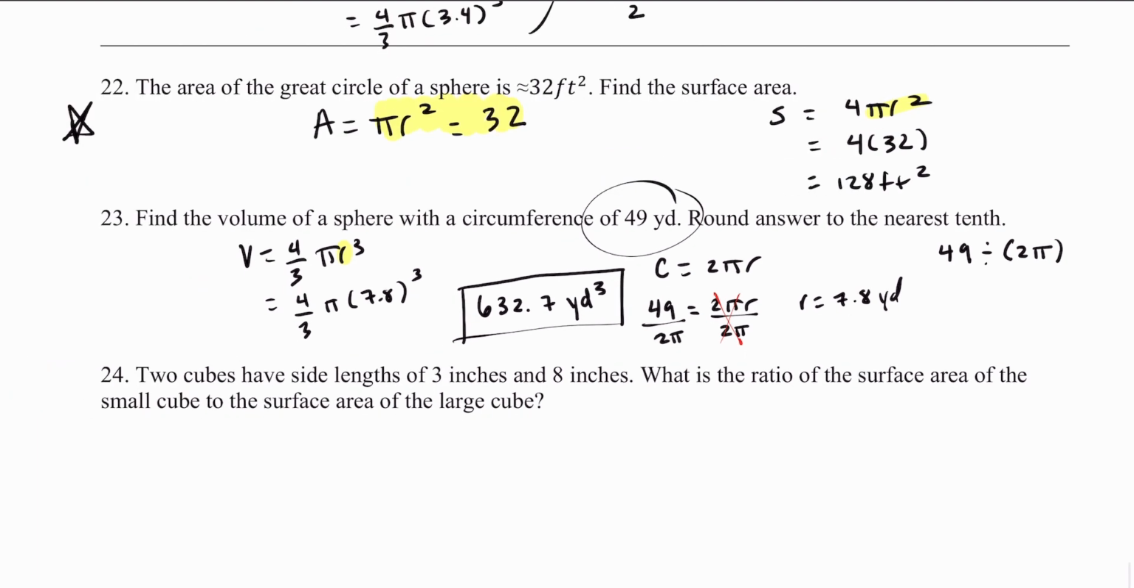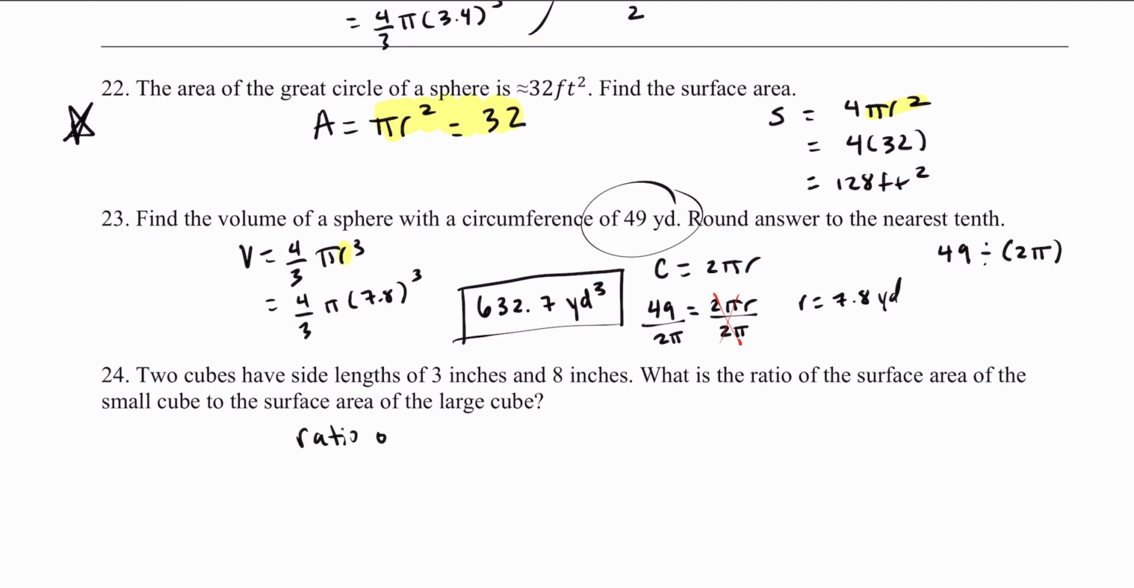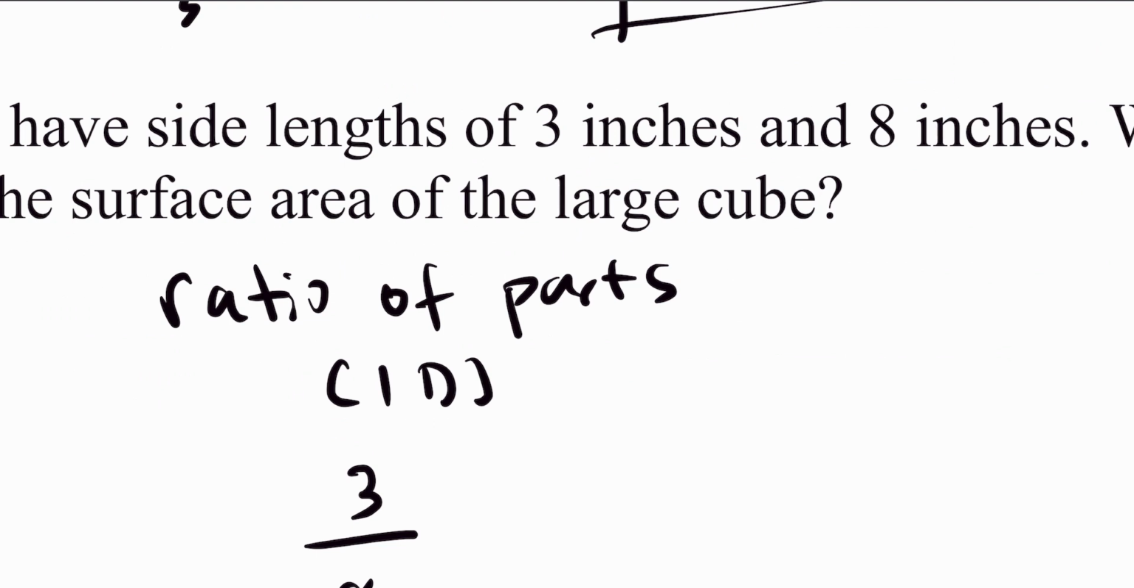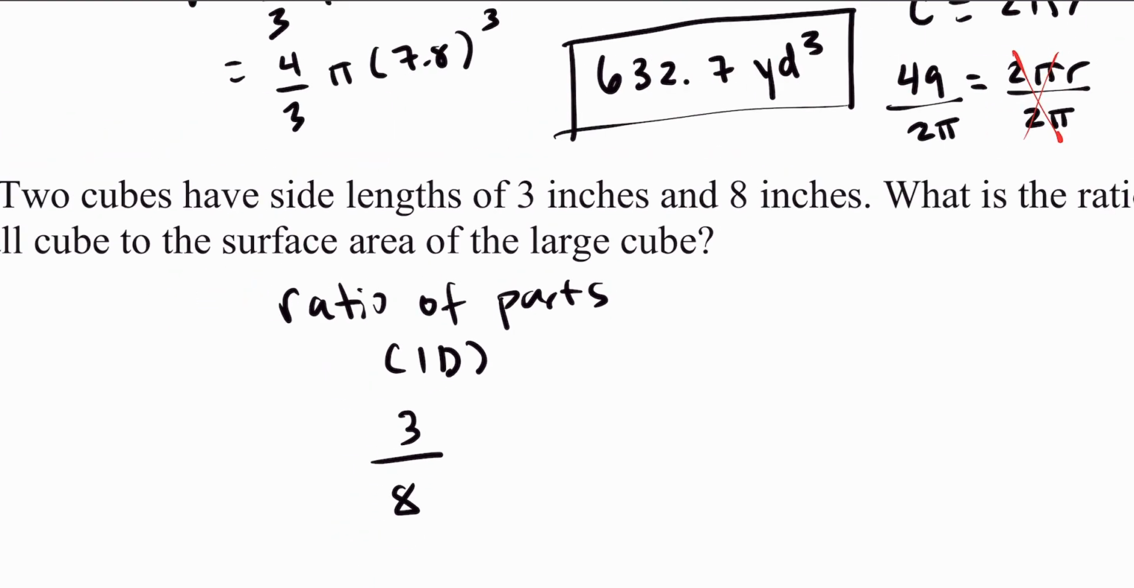Number 24. 2 cubes have side lengths of 3 inches and 8 inches. What is the ratio of the surface area of the small cube to the surface area of the large cube? First thing I see is that you're dealing with side lengths of 3 to 8. So you have your ratio of parts. This is one-dimensional, by the way. It's going to be 3 to 8. Sorry if this doesn't look like it says 1D. So the ratio of parts is 3 to 8.